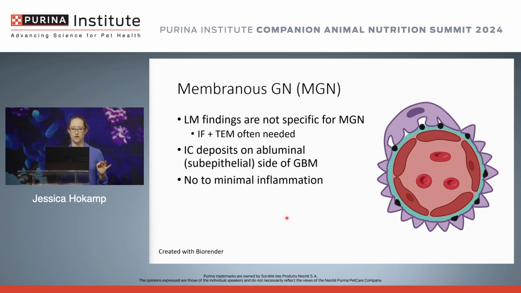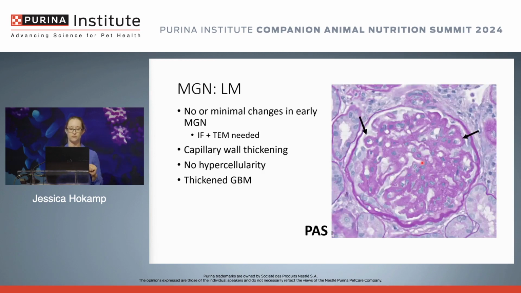When we have membranous glomerulonephritis, the immune complexes are deposited on the abluminal side, i.e. away from the lumen of the glomerular capillary. They are located subepithelial, i.e. underneath those visceral epithelial cells, which are the podocytes. And they typically do not cause a lot of inflammation. While they do trigger the complement cascade, we typically don't have a lot of neutrophilic inflammation due to them being farther away from the immune system, i.e. they're not right up against that lumen.